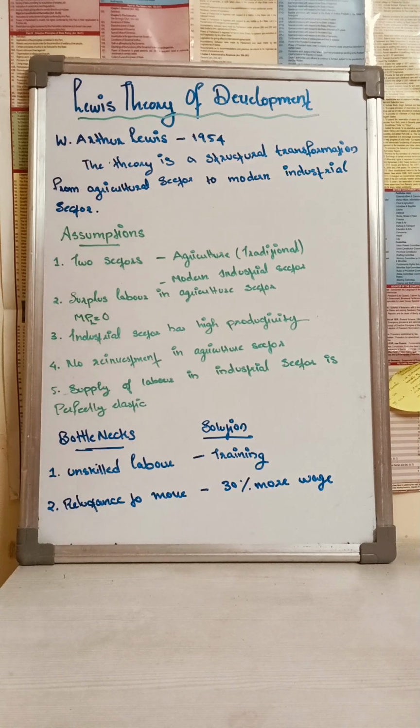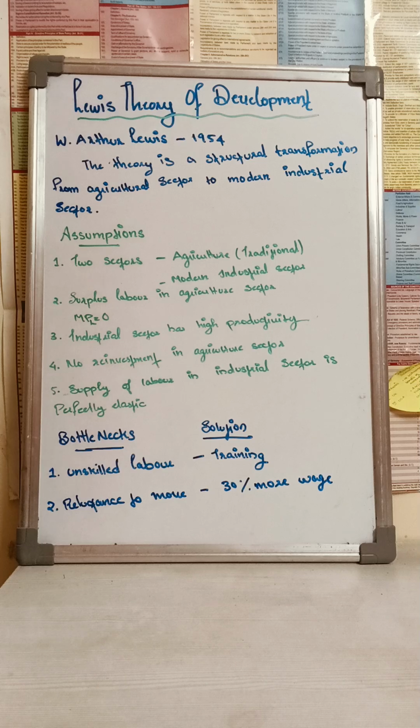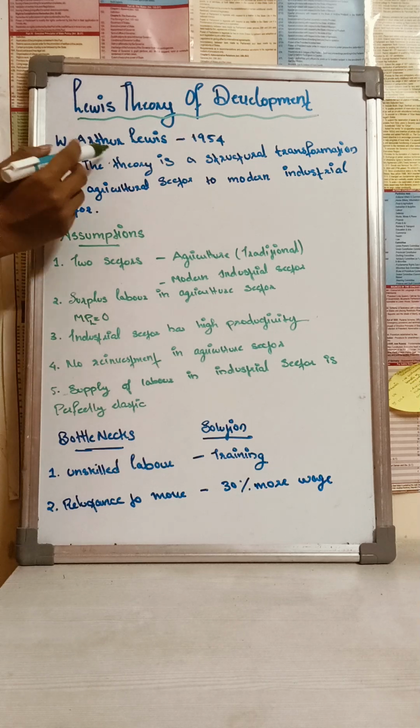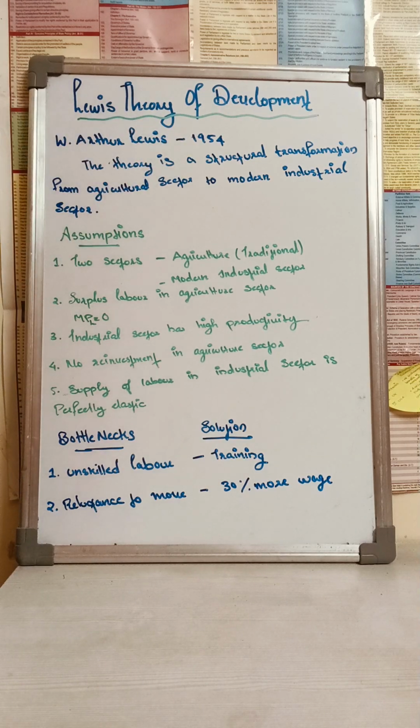Hello, let's have a quick look at Lewis' theory of development. W. Arthur Lewis in 1954 formulated a theory of development. The theory is a structural transformation from the agriculture sector to the modern industrial sector. The theory is based on certain assumptions.